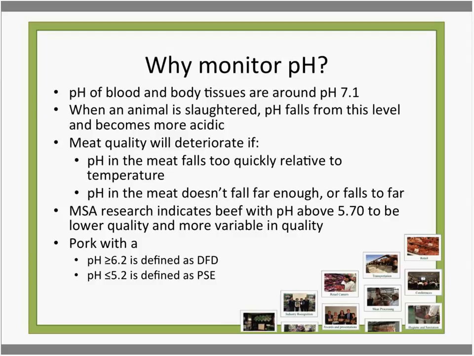Same situation happens across the species. I know MSA we predominantly do for beef and in some cases sheep meat, but it also happens in pork as well, where you end up with this dry firm meat if it's above 6, or pale soft meat if it's below 5.2.